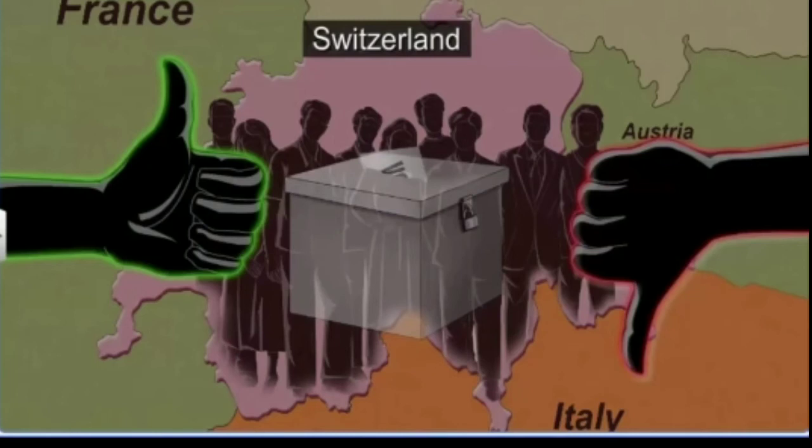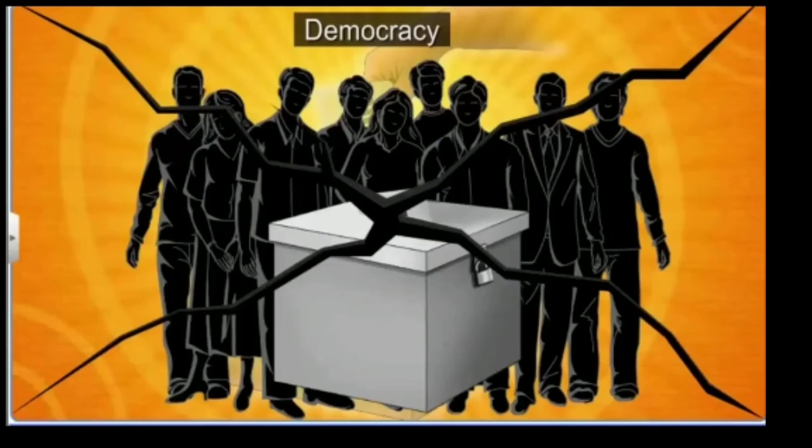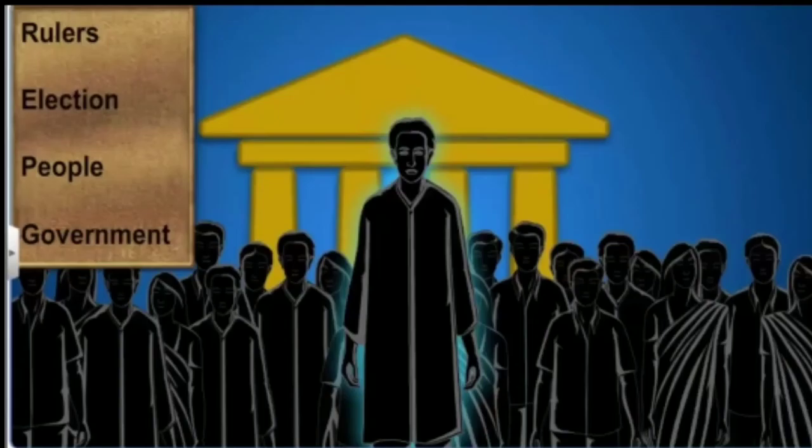In Switzerland, they announce a proposal to the people and the people choose whether it is right or wrong. The laws and the policies are also followed by this type. So, here we can say that democracy is not full-fledged in a manner.